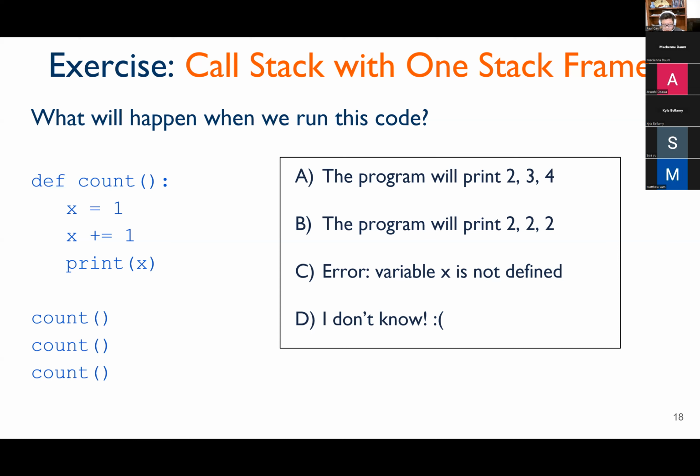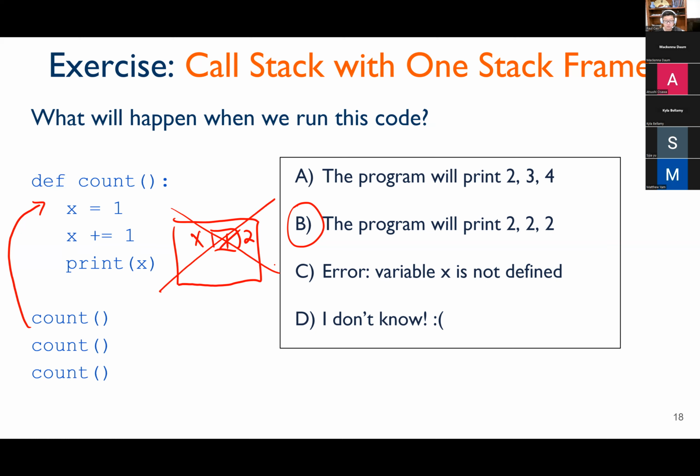Okay, that's the answer. So when you call count, you actually go to the stack frame for this count. In that stack frame, x starts with 1, x increases by 1, x is 2. When you print out x, you see a 2. And then this frame is destroyed.